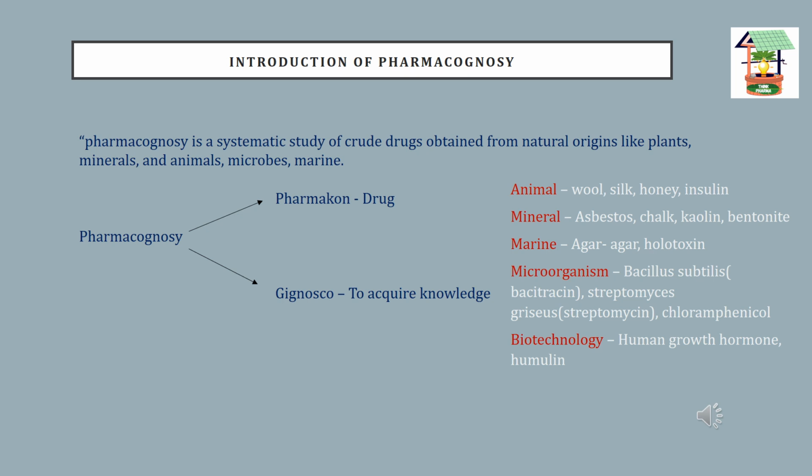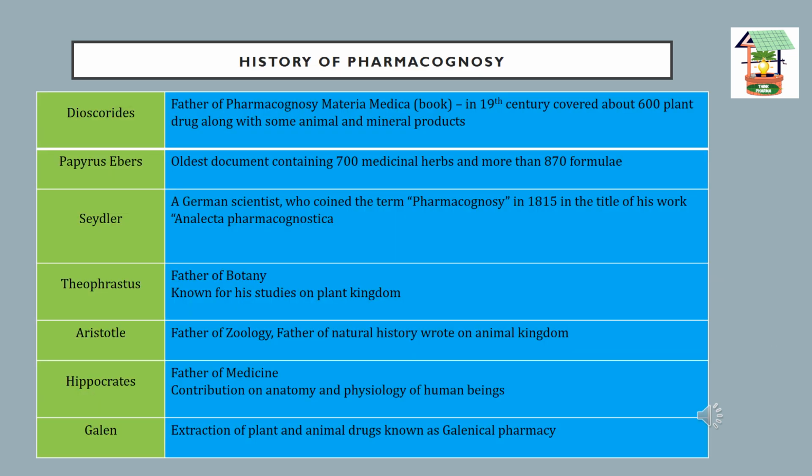So as we already know, it's a study of crude drugs, right? We already know that they are obtained from natural origins, from different sources like animals, minerals, marine, microorganisms, and biotechnology. For example, wool, silk, honey, insulin are examples obtained from animal sources, and asbestos, chalk, kaolin, bentonite are the things which are naturally obtained from mineral sources. And then moving to the next slide, we have to cover the history of pharmacognosy.